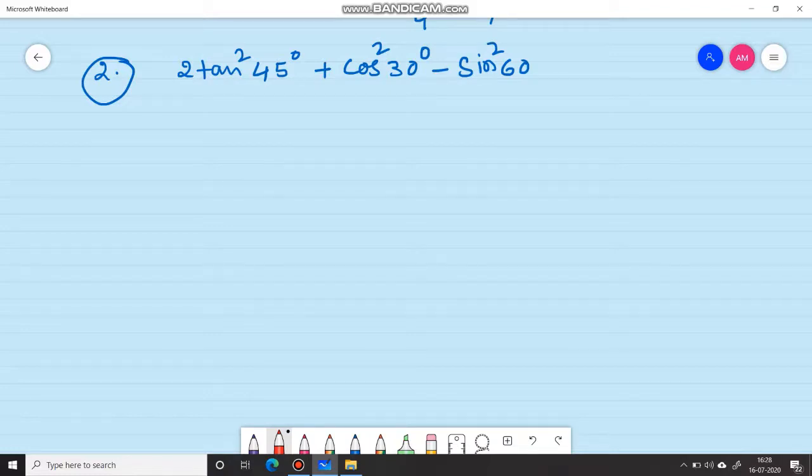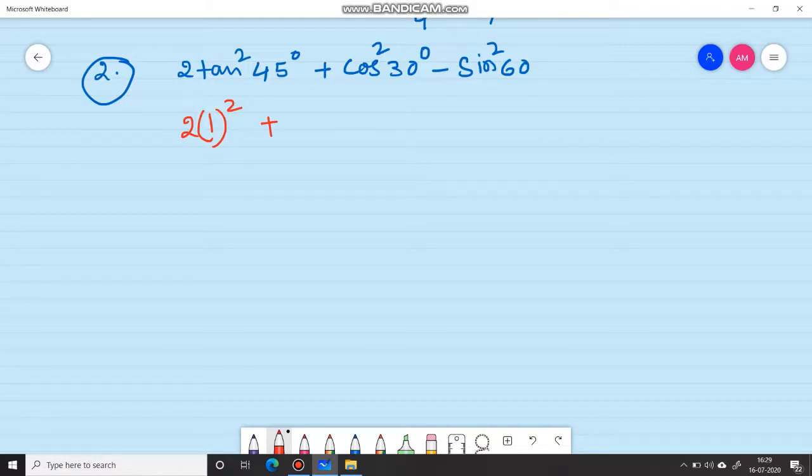How will you do this? Earlier I have already told you, you have to jot down the values of all the trigonometric ratios of standard angles 0, 30 degree, 60 degree, 45 degree and 90 degree as the first line of that particular table. This will make things easier for you. Now see here, 2 tan square 45. Children, tan 45 is 1. So 2 into 1 square. Plus, see, cos square 30.